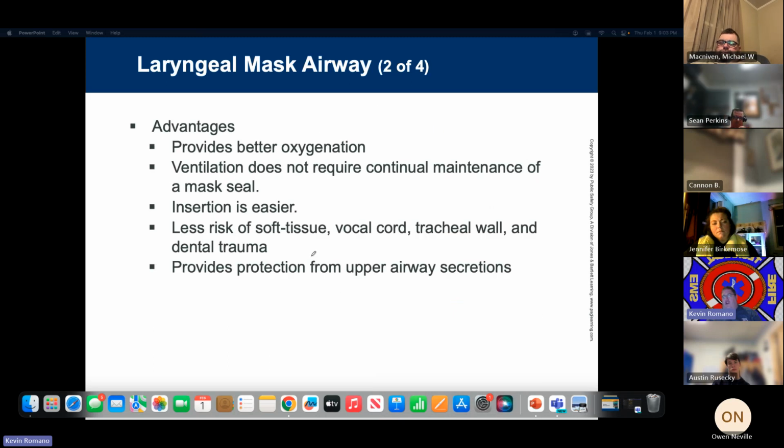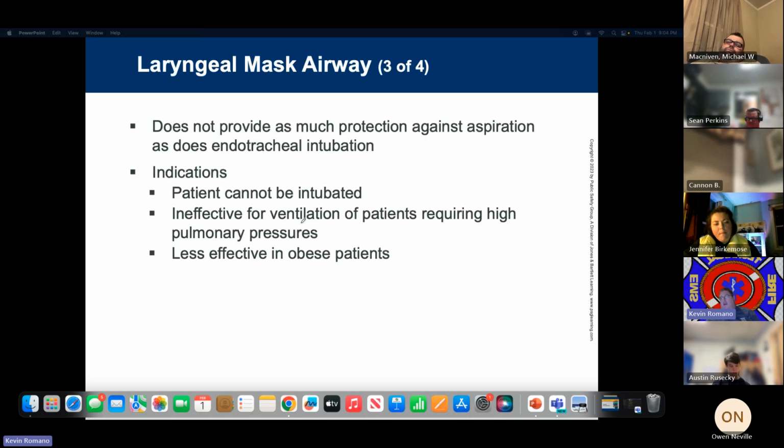Advantages: it provides better oxygenation. Ventilation does not require continual maintenance of the mask seal. Insertion is definitely a lot easier than the King. There is less risk of soft tissue injury, vocal cord, tracheal wall, or dental trauma. It provides protection from upper airway secretions. Again, not many services carry the LMA. They've gone to the iGel, which we're actually covering in two slides.